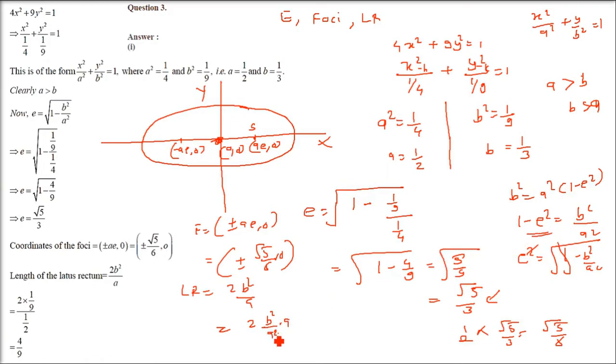I'm just giving you a different aspect: if b square, a square is given and a is given, you can do it. If you have e and a, you can do it. If you have e and b, you can do it. In all these cases, you can find a different formula for the length of latus rectum. But here we have b and a, both of them. So just put it here. 2 into 1 by 3 whole square, b square. A is 1 by 2, and you will get 4 by 9 as the length of latus rectum here.